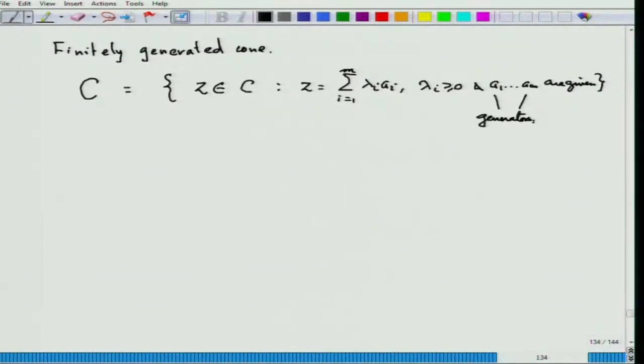Now, a very, very important fact in convex geometry is the following. A cone C is polyhedral if and only if it is finitely generated, and that is the fascinating thing.